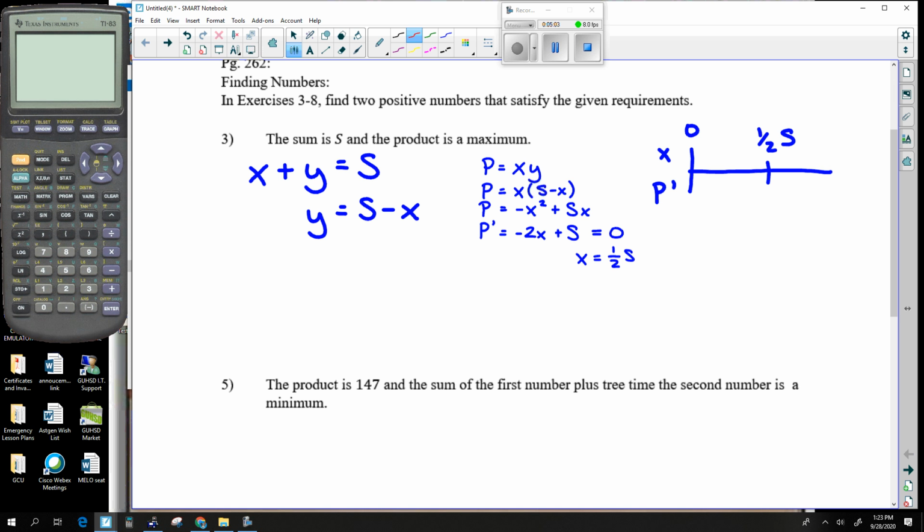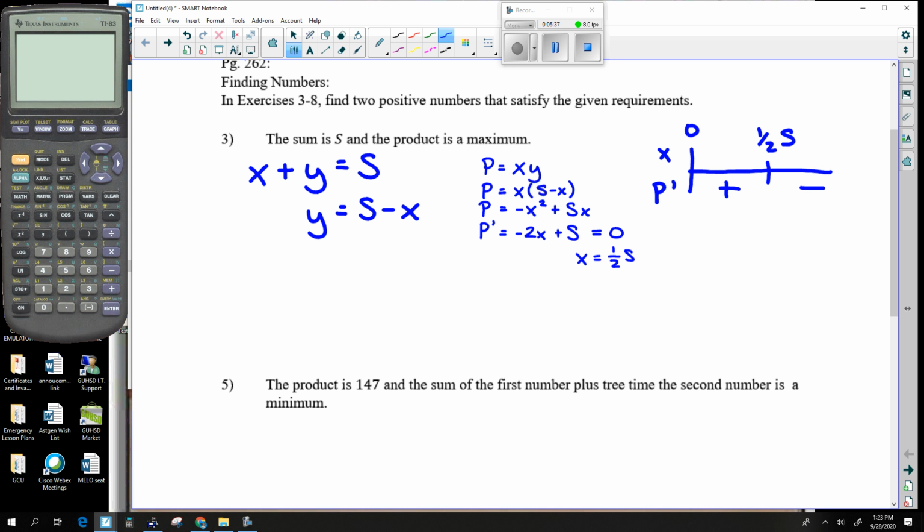Actually, no, let's go big. Put in a really big number, like 20s. What's going to happen is if I put in 20s, that'll be a majorly negative number, so this is going to be negative. And if I put in a really small s, this is going to be positive.